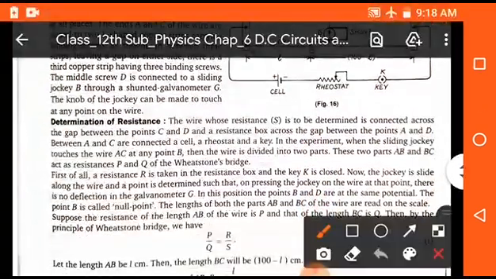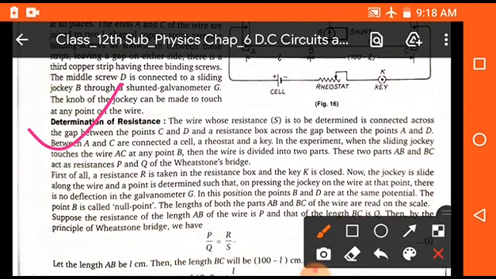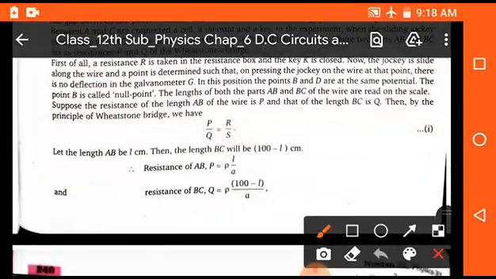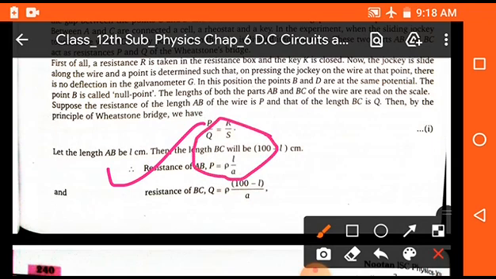Now students, determination of resistance. By applying the Wheatstone bridge, P by Q is equal to R by S. We can put the value of resistance P, which is for the part AB. So we know that P is equal to rho l upon A, where A is the cross-section area. In the same way, the resistance of the BC part, which will be capital Q, is equal to rho into (100 minus small l) upon A.